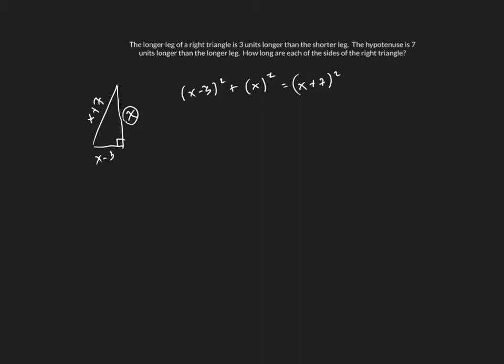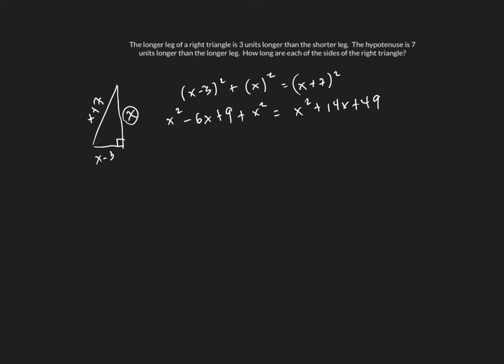Now, notice that x minus 3 squared, if you have seen the videos that I did on completing the square, you'll know that when you square that, you have to multiply it by itself. So you're going to get a perfect square trinomial, x squared minus 6x plus 9. You would get that from foiling x minus 3 times x minus 3. When you square x, you just get x squared. And then when you square x plus 7, you get x squared plus 14x plus 49.